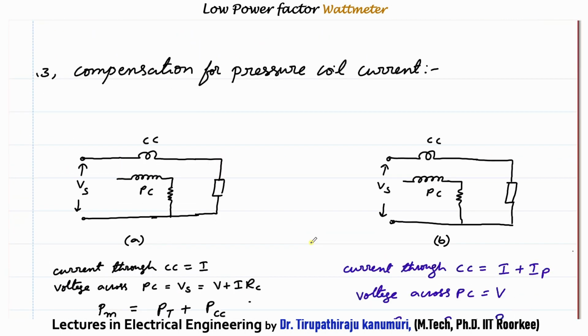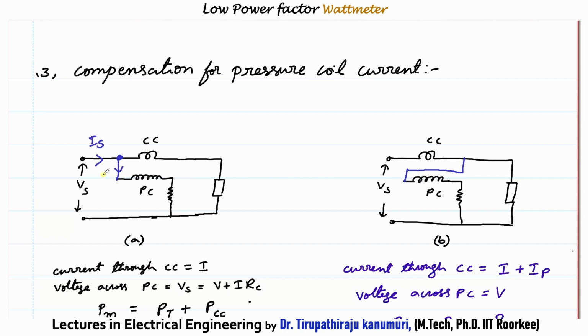Then coming to the next one, compensation for the pressure coil current. If you take the wattmeter connection, because it basically has a current coil and a pressure coil, depending on how these are interconnected to the system or what location they are connected, there are basically two connections possible. Your pressure coil either can be connected on the supply side, or your pressure coil can be connected on the load side. Let us see each case. So in this case, let us assume this current is equal to IS.